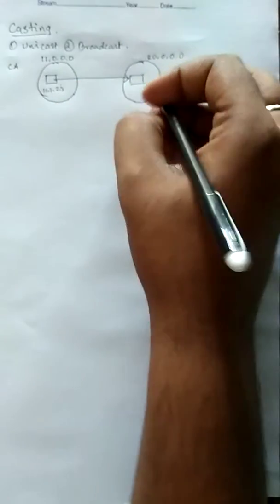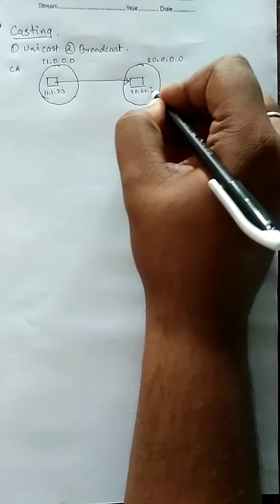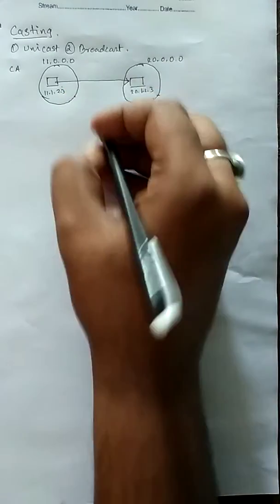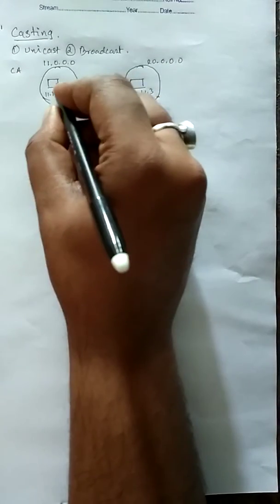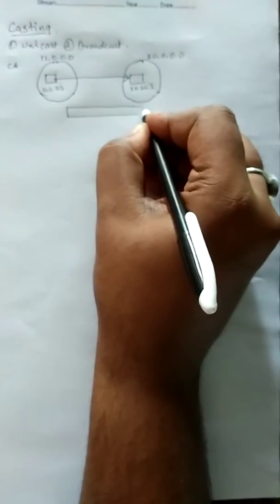Let us consider the IP address of this host is say 11.1.2.3, and this one is 20.1.2.3. Now our data is to be sent from this host to this host. This is one network, this is another network. This is a packet where the data is to be sent. Suppose this is the data.